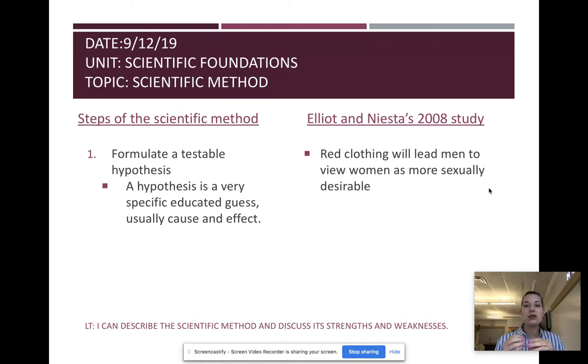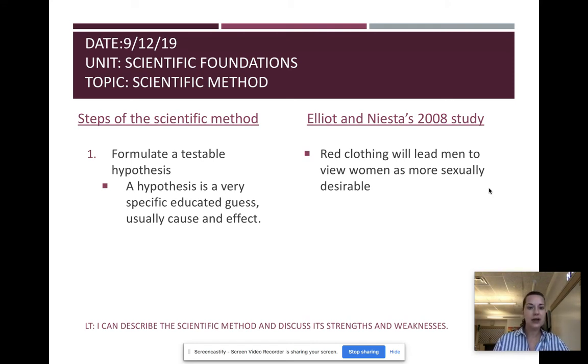Okay, so notice that they very clearly said red clothing. Other options would have been a V-neck shirt versus a button down like I'm wearing, or a crew neck like a t-shirt, right? Those are very specific. We all know what those mean. There's no room for a question or discussion there.